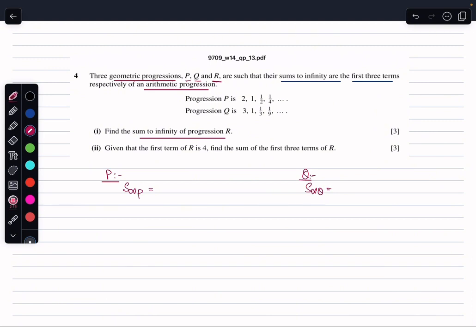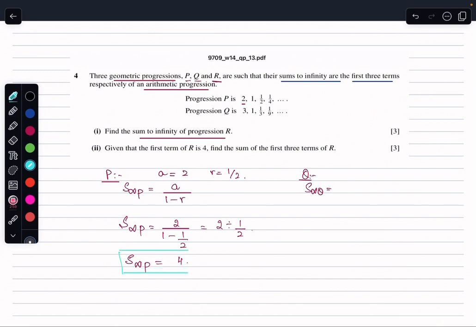So the sum to infinity is given as a over 1 minus r, and here I know that my a value for the progression P is 2, and my r value here is going to be 1 by 2. So if I substitute these values, the sum to infinity for P is going to be 2 divided by 1 minus 1 by 2, which is 2 divided by 1 by 2, or I can say that the sum to infinity for P is going to be 4.